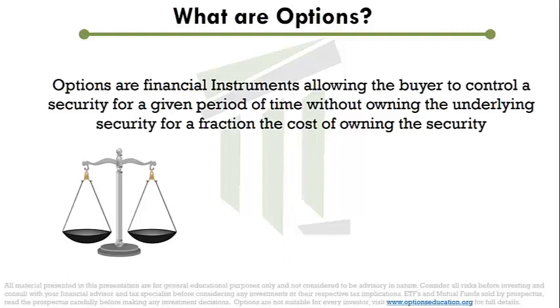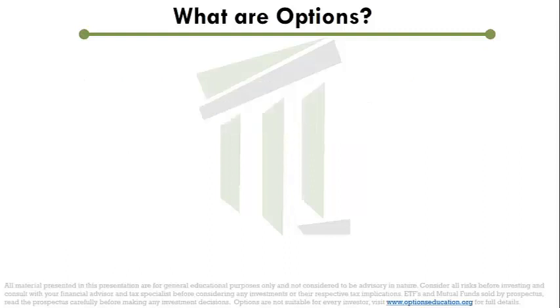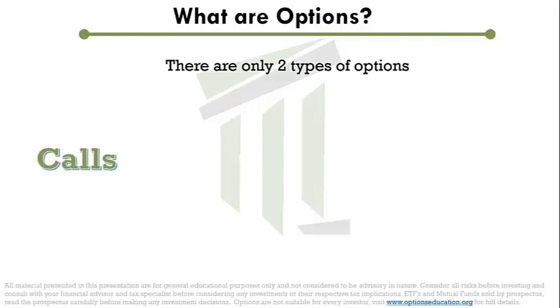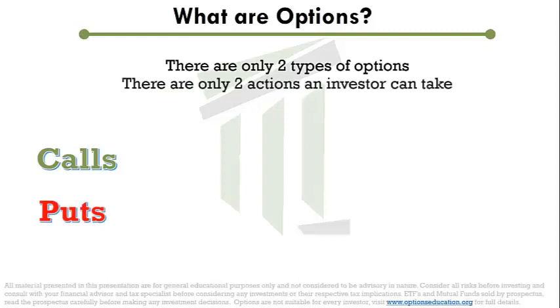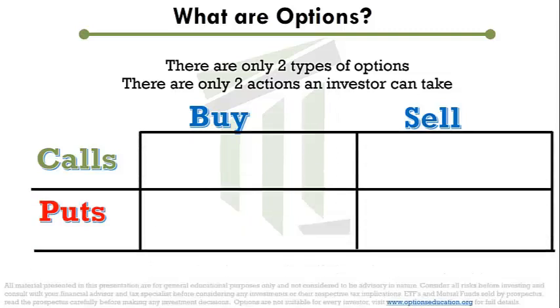Now, we're going to start with the definition of our two types of options before we really dive in and investigate how they work. There are only two types of options that an investor can utilize in their portfolio, and to make it fairly simple, they are calls and puts. Those two option types have only two actions that can be taken by an investor: you can be the buyer of an option, or you can be the seller of an option. So there are two actions and two types of options, and the outcome leaves four different descriptions.